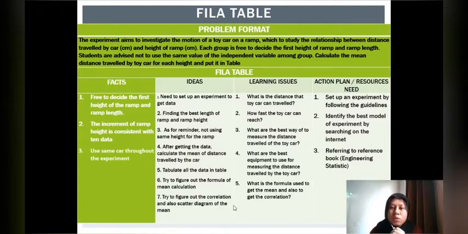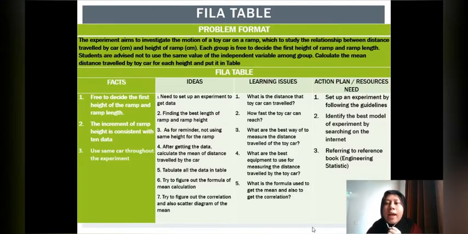For learning issues, what is the distance that the toy car can travel? Second, how fast can the toy car go? Third, what is the best way to measure the distance traveled by the toy car? Fourth, what are the best equipment to use for measuring the distance traveled by the toy car? Fifth, what is the formula used to get the mean and also to get the correlation?